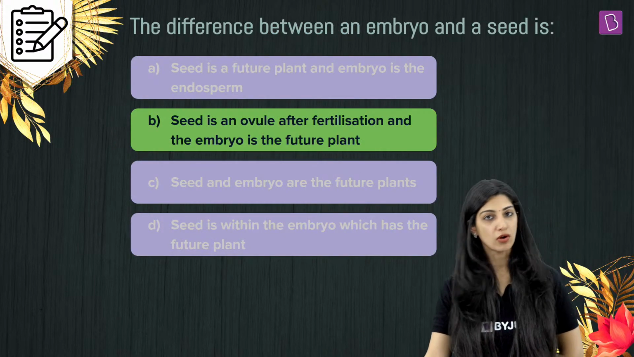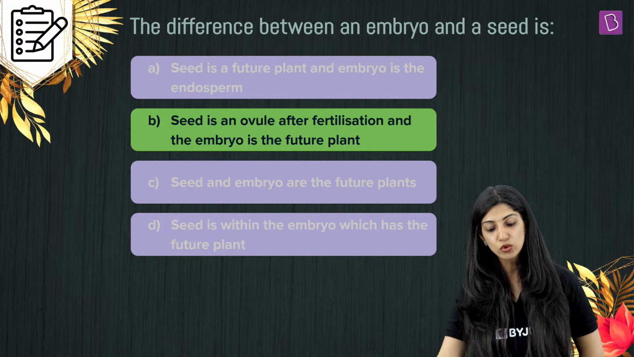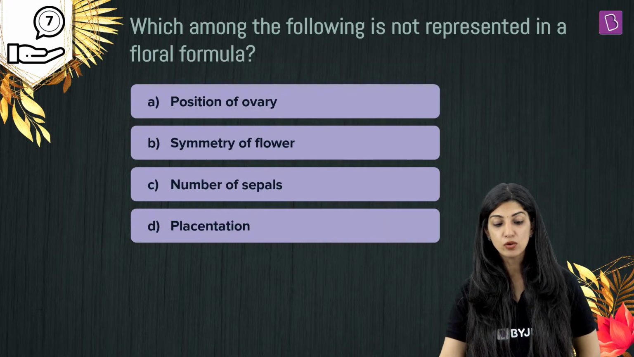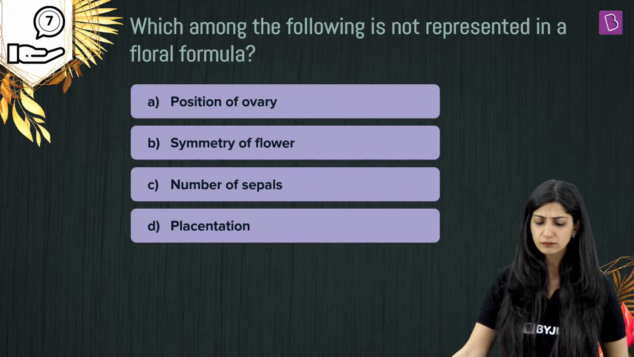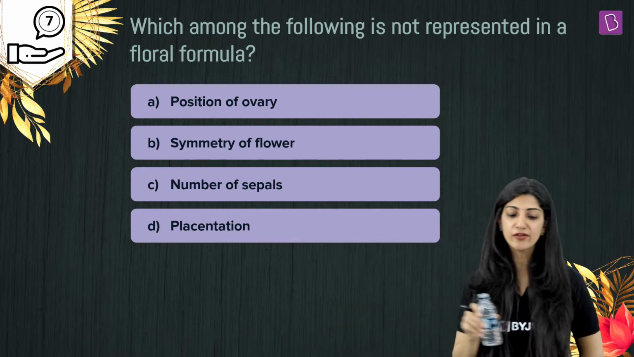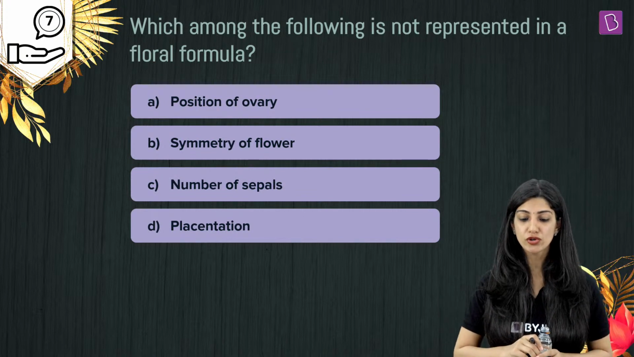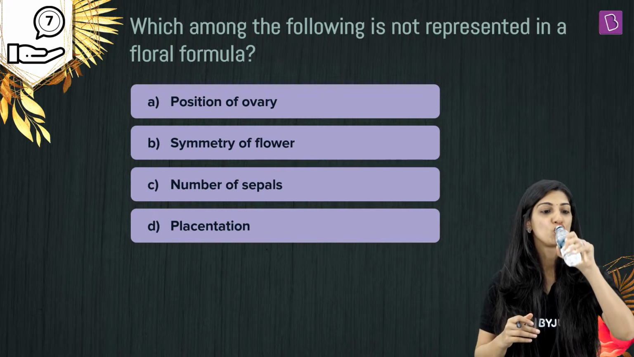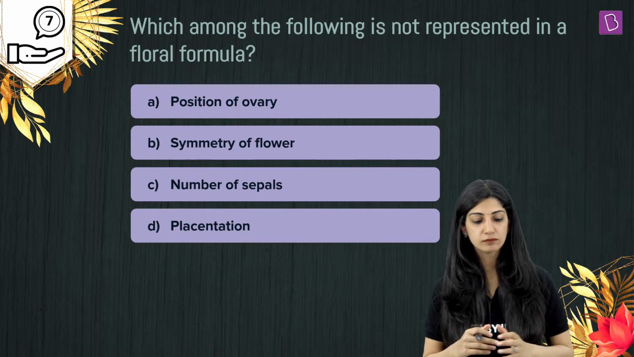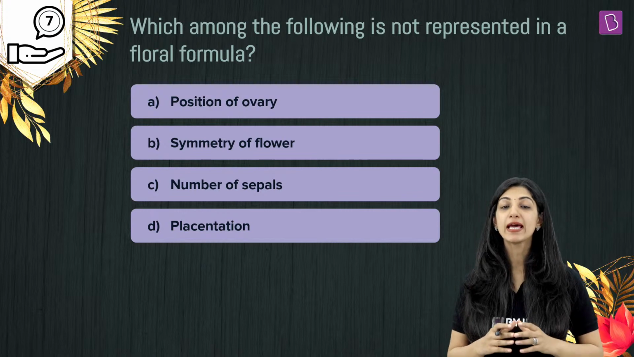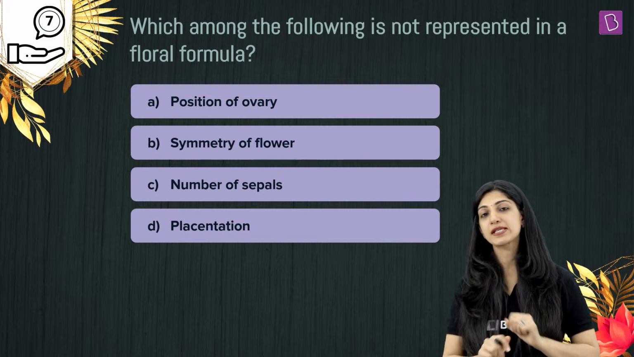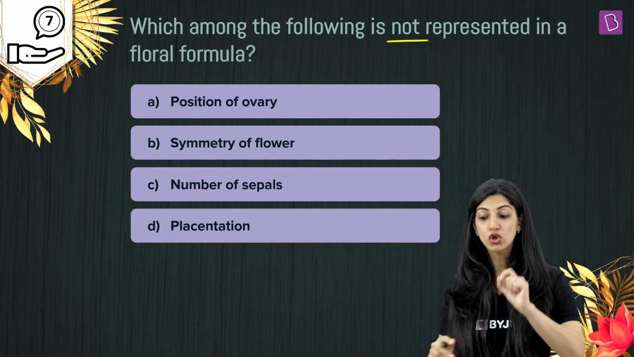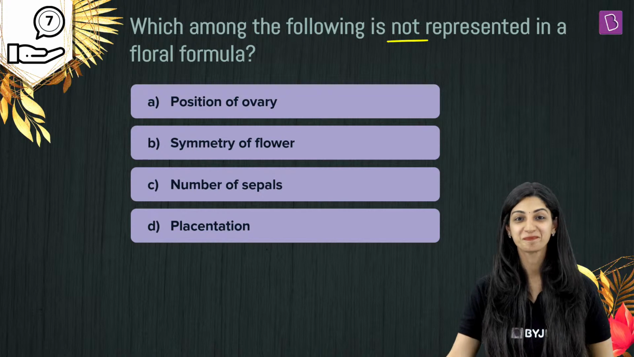So our answer was not A, it is B. Seed is an ovule after fertilization. Fertilized ovule, and the embryo is the future plant. Next question. Have a careful read. The better you read your question, your accuracy improves. Which among the following is not represented? I underline what the examiner wants from me. Not represented in a floral formula.